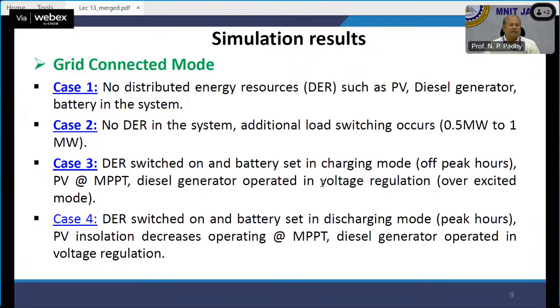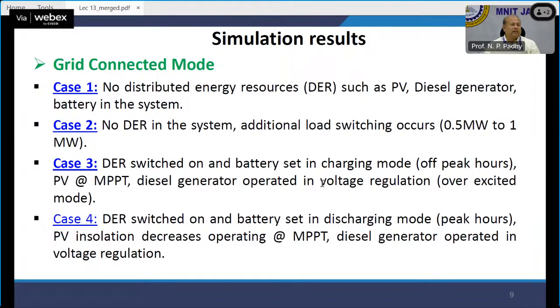The third case, DER switched on and battery set in the charging mode. DER is on, battery is in the charging mode, and it is an off-peak hour. So PV operates at MPPT, diesel generator operates in the voltage regulation mode, that is overexcited mode.